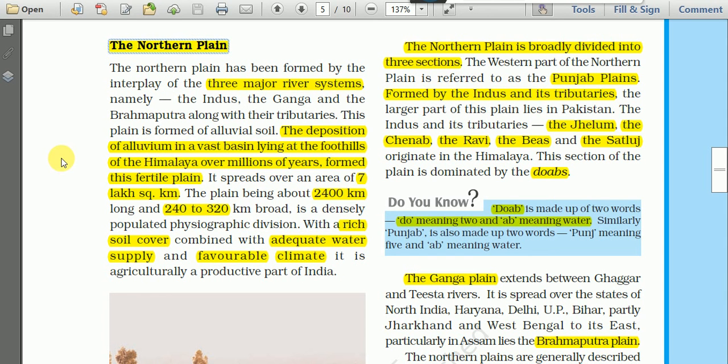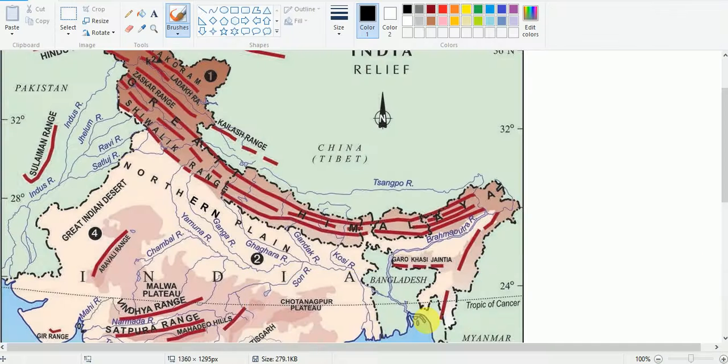Last time we discussed the Himalayan mountains, and this is another major landform of India. Now let us read. The northern plain has been formed by the interplay of the three major river systems, namely the Indus, the Ganga, and the Brahmaputra, along with their tributaries. And this plain is formed of alluvial soil. Okay, so let us see the map given in your book.